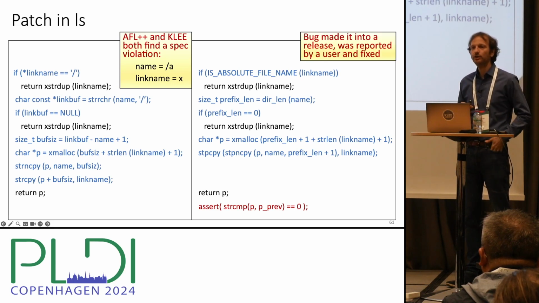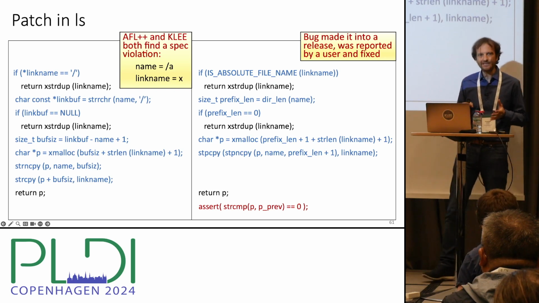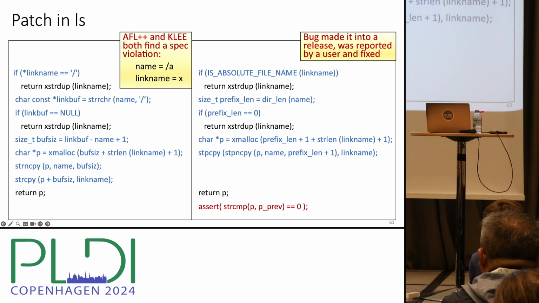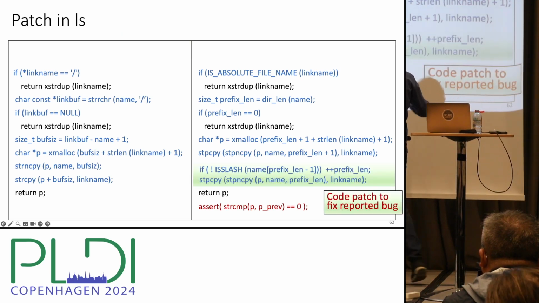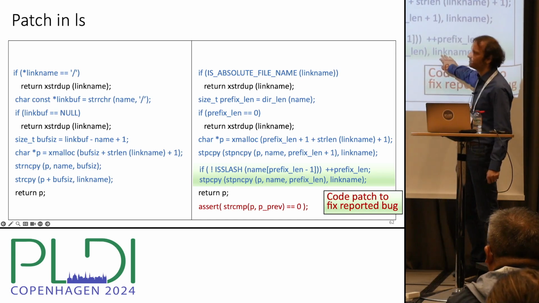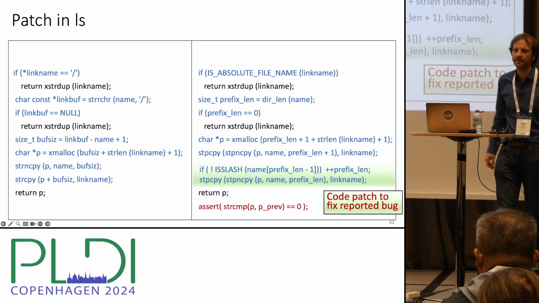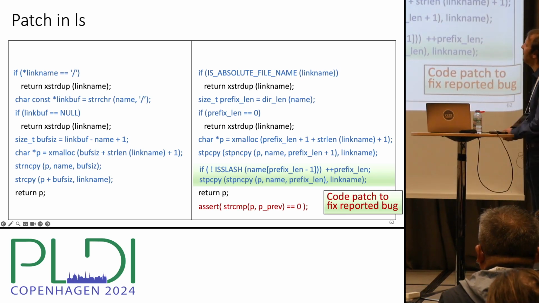And this was a bug that made it into a release version of ls. What happened is that a user then reported this bug, and then the developers fixed it. But the bottom line here is that, of course, with these very simple patch specifications, the developers would have found the bug before making it into a release of ls. So here is actually the patch that the developer pushed in response to this. Again, you don't really need to understand it, but it's dealing with some corner cases.